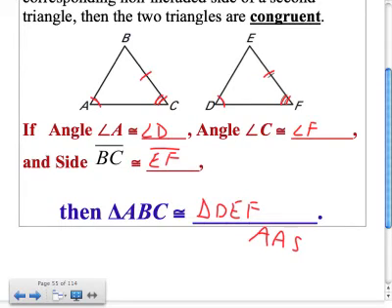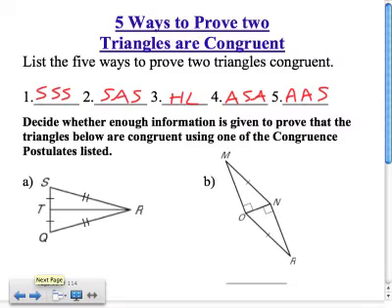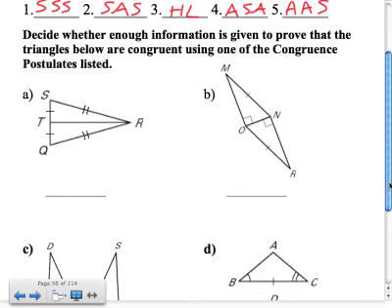Alright, so let's go ahead and take a look at these shortcuts now. First of all, list the 5 ways. You have SSS, SAS, HL, ASA, and AAS. So those are the only 5 shortcuts you have. So don't make up anything. That's it. And we're going to do more proofs in class. Right now we're just going to look at the diagram to determine whether or not they are congruent and what shortcut we would use.